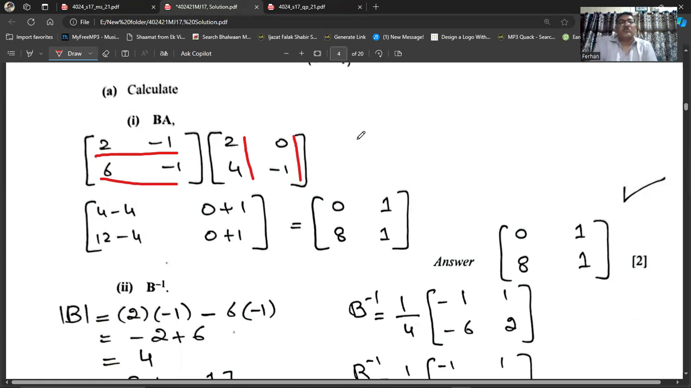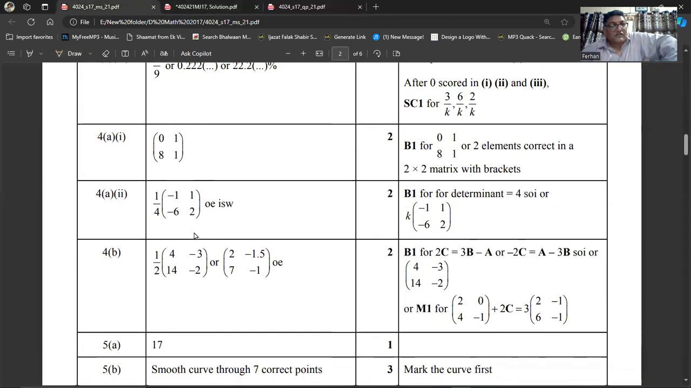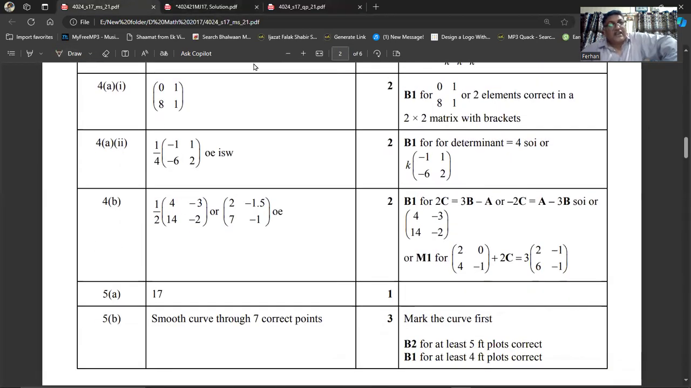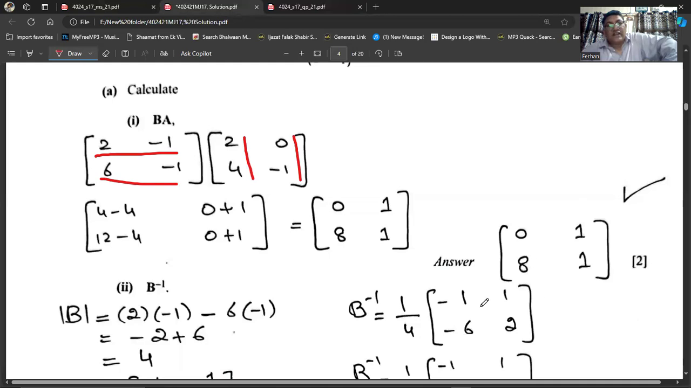So 6 multiplied 2 is 12. And minus 1 multiplied 4 is minus 4. 12 minus 4. 6 multiplied 0 is 0. Minus 1 multiplied minus 1 is plus 1. So now the final answer will be 4 minus 4 is 0. 0 plus 1 is 1. 12 minus 4 is 8. 0 plus 1 is 1. So my answer is 0, 1, 8, and 1. Let's check. 0, 1, 8, 1. So our answer is right.